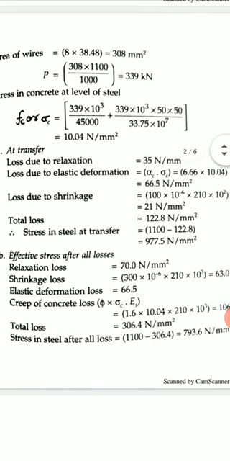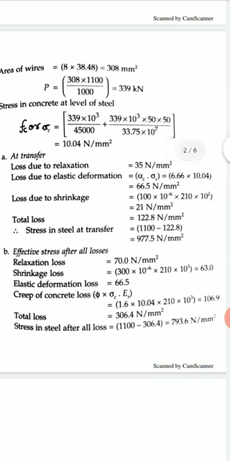So now let us first obtain the stresses at transfer. At transfer, which all losses take place, that is important. When your prestress force is transferred, firstly, because of the jacking arrangement, there will be a loss due to relaxation. Secondly, you'll have loss due to elastic deformation. Then you'll have loss due to shrinkage. These are the losses which are taking place at the transfer stage. These have to be accounted in the first stage.